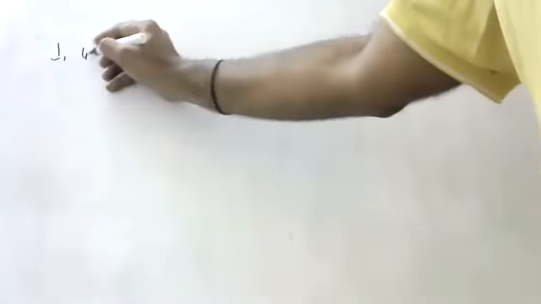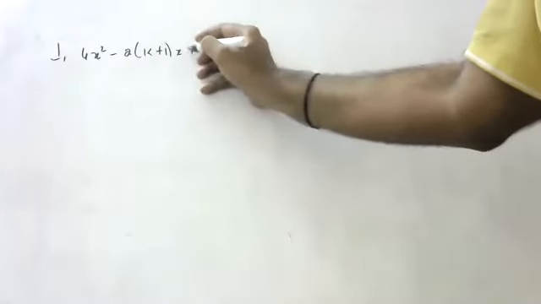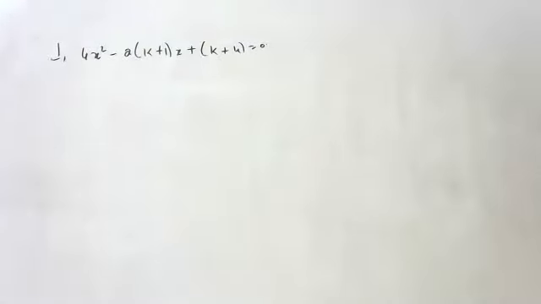So discriminant you should understand, children. If it is positive, it is real. If it is 0, it is equal. If it is minus, it is negative. Okay, children. One more question, children. 4x square minus 2 into k plus 1 x plus k plus 4 is equal to 0.